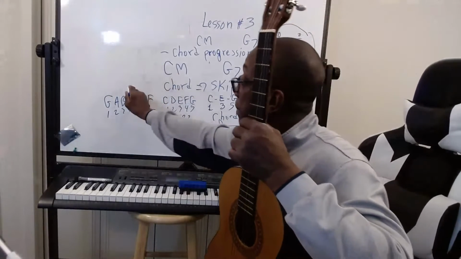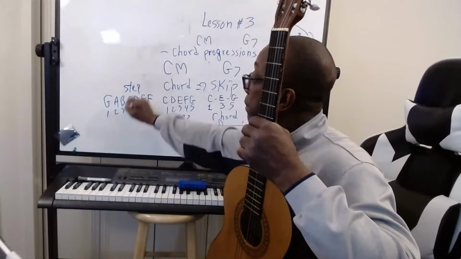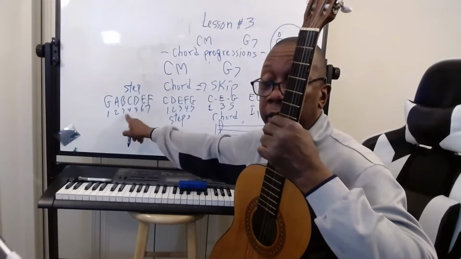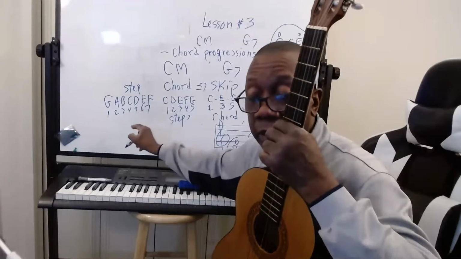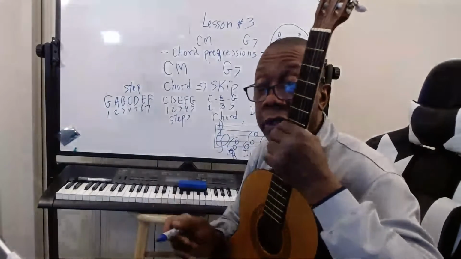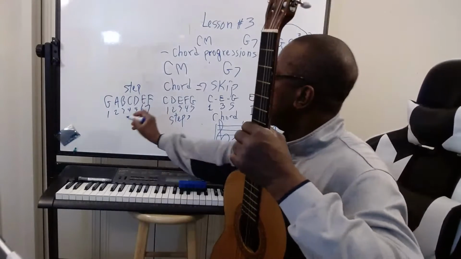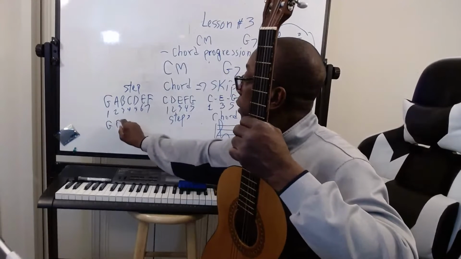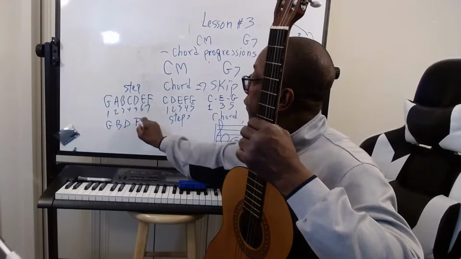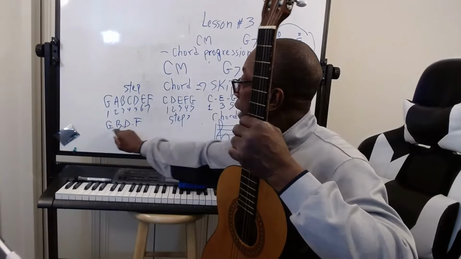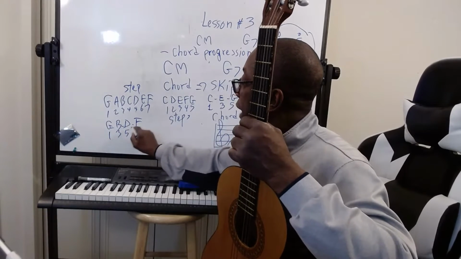These are by step. Why do I say step? Because I didn't skip anything. I went 1, 2, 3, 4, 5, 6, 7. Now if I need chords, I have to skip. All right. So I have G, B, D, F. See, I skip. So I have 1, 3, 5, 7.